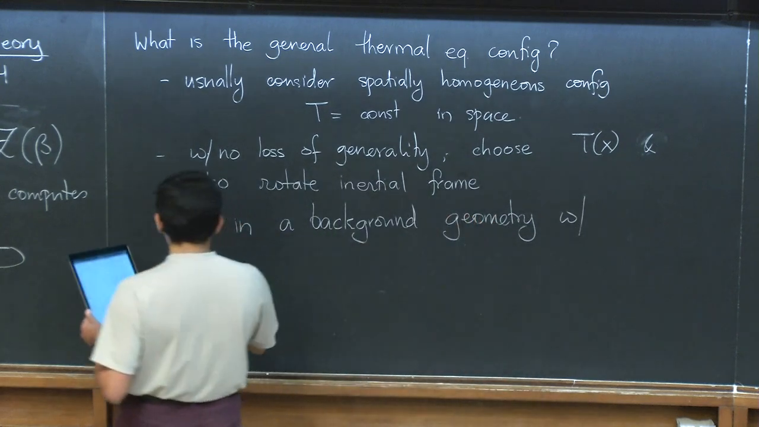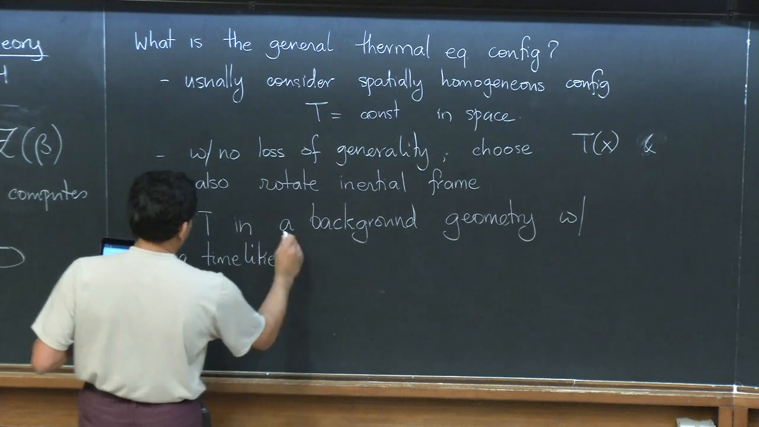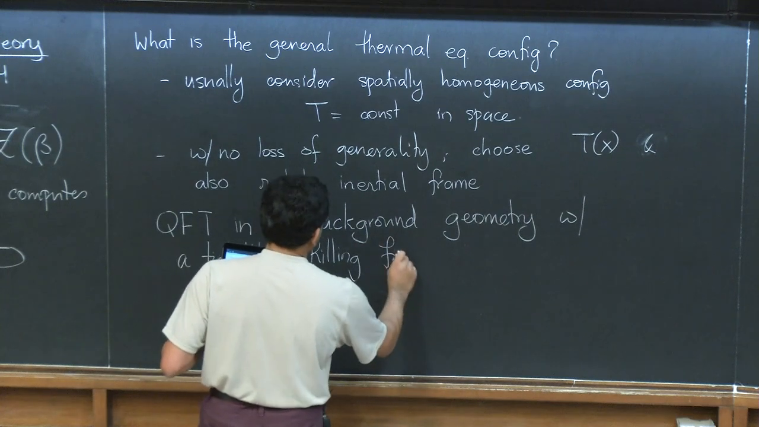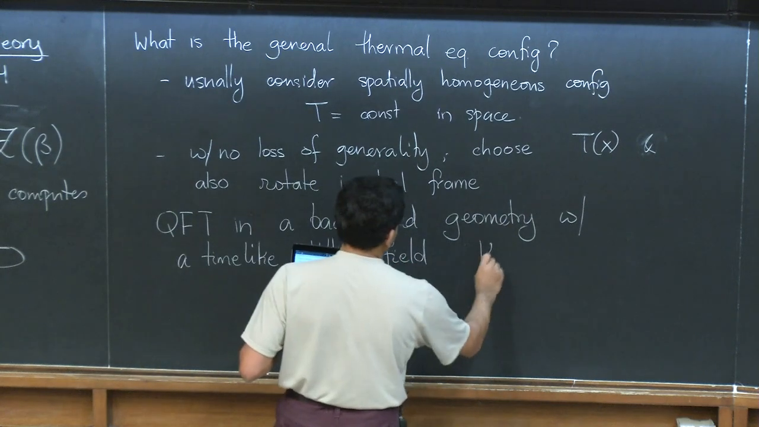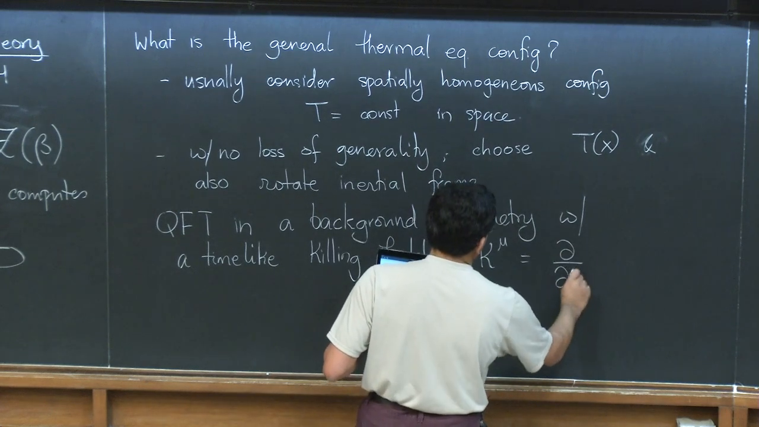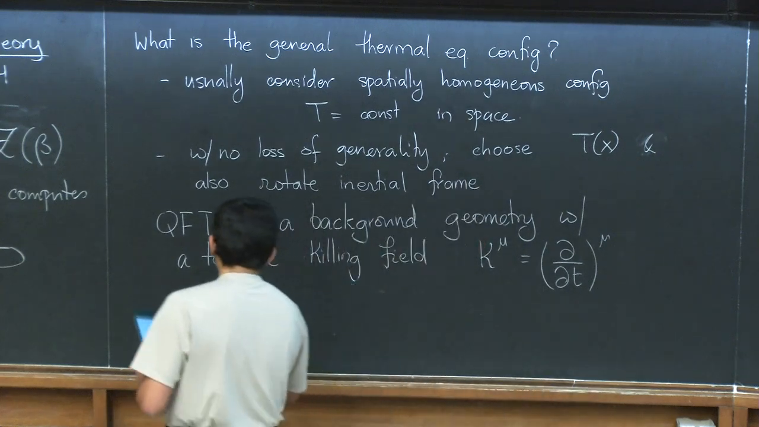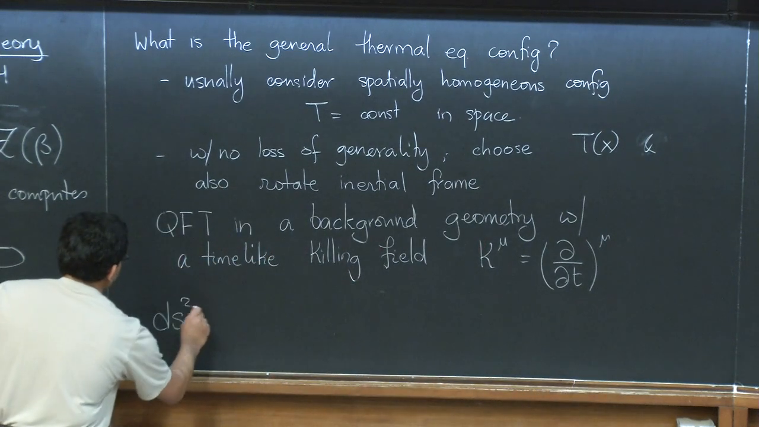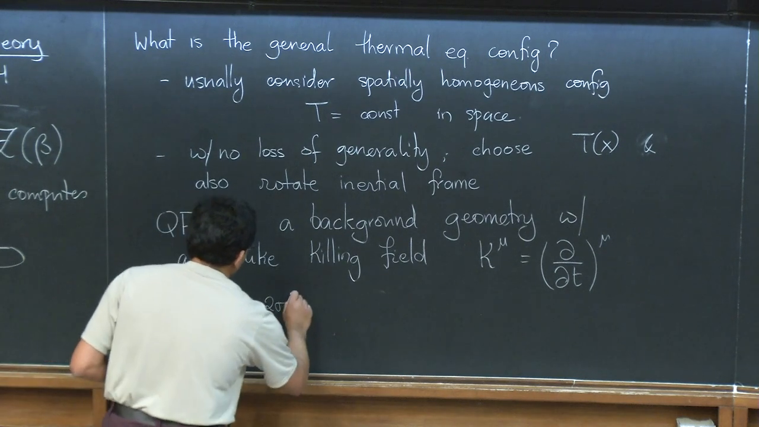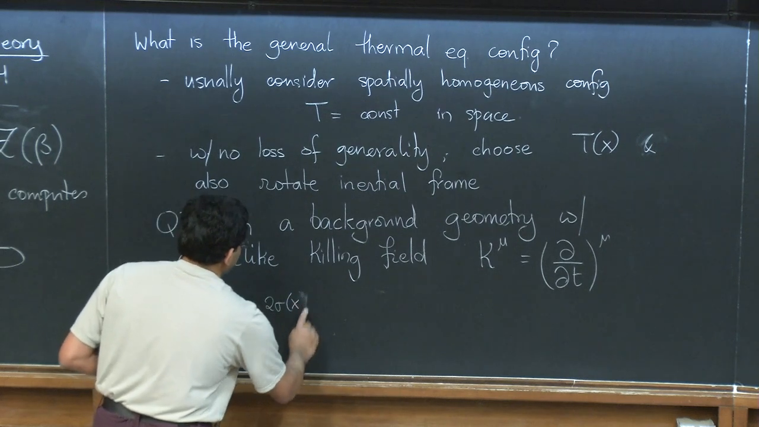With a time-like Killing field, and I need this time-like Killing field to ensure that it's in equilibrium. There's no time dependence, so I'll call this time-like Killing field k^μ. And without loss, you can just parameterize this by some time coordinate t, if you like, and then the geometry of space-time, on which our quantum field theory lives, simply takes the Kaluza-Klein-like form. An index m here to indicate that this is a spatial index.